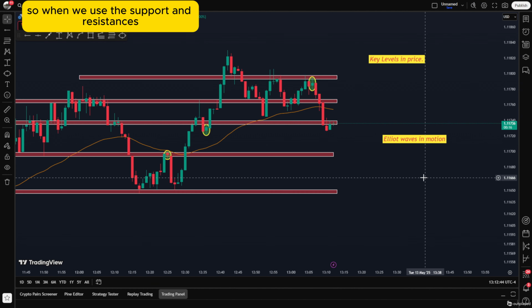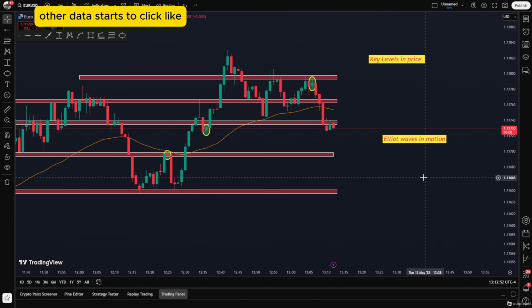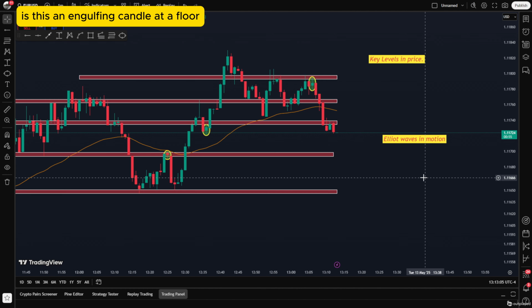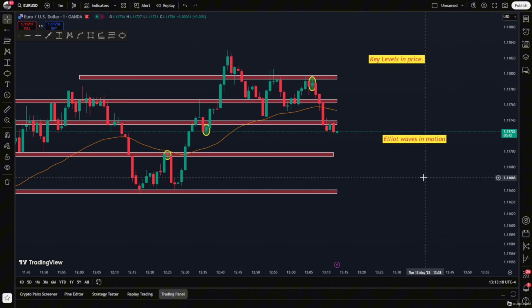So, when we use support and resistance, other data starts to click. Like, why am I getting a doji here? Is this an engulfing candle at a floor that will make me buy?